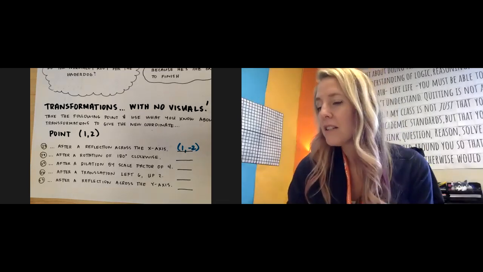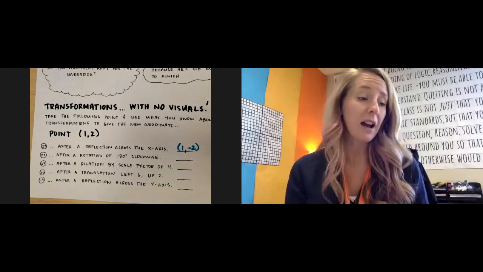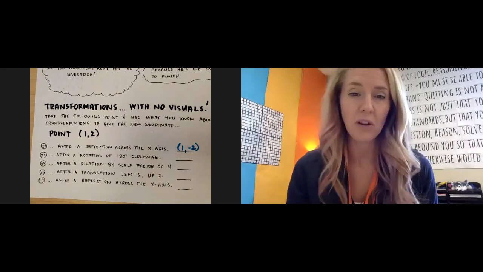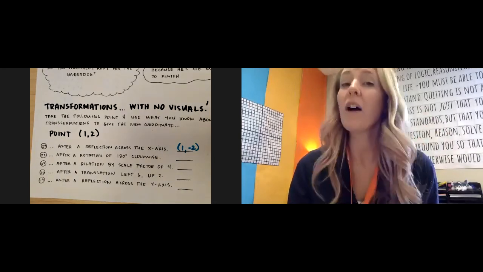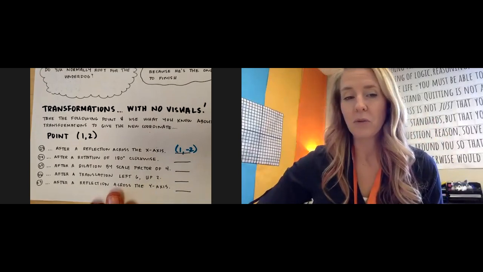So take it a step at a time. If you want to sketch a graph, you can. Okay, but you need to not always have to rely on the graph. You need to be able to do it without a graph, without a visual, because you have to know those rules so well that they're expecting you to be able to do that without those visuals.